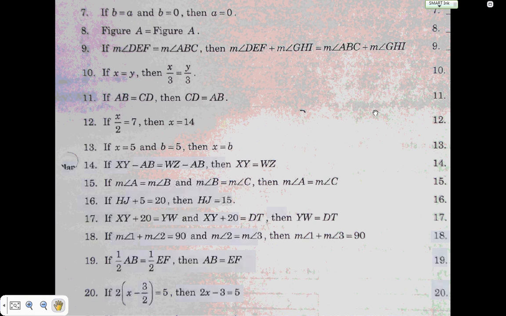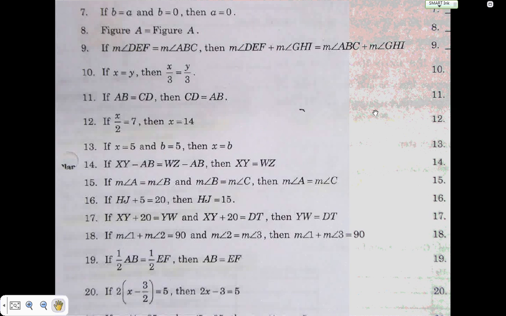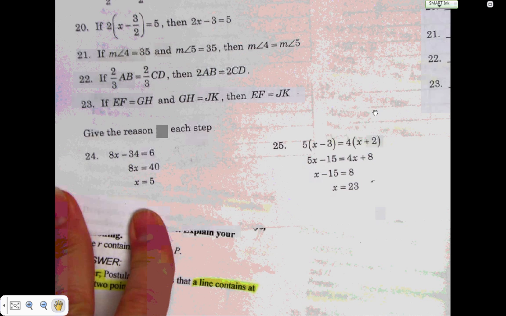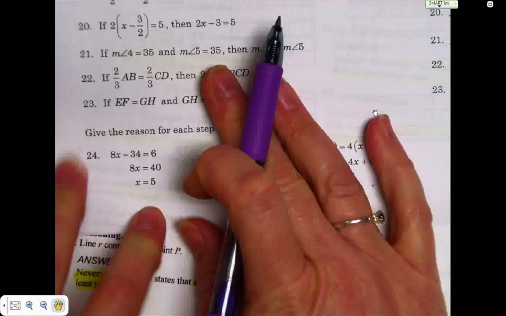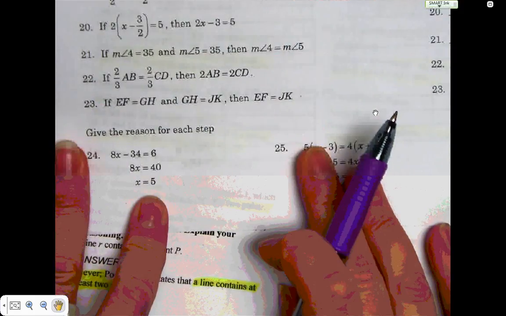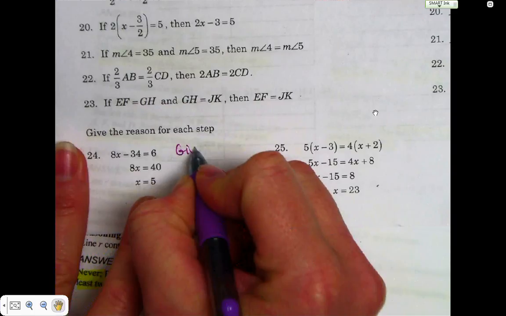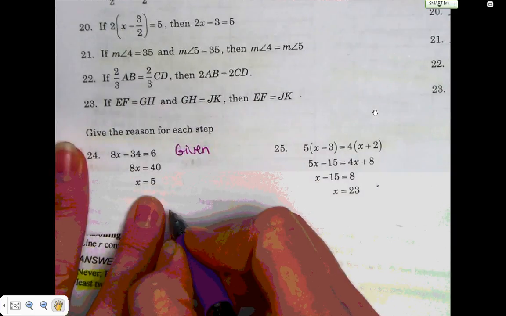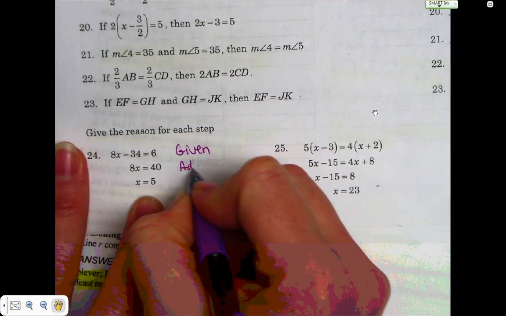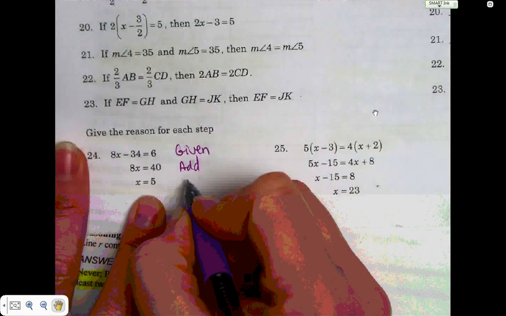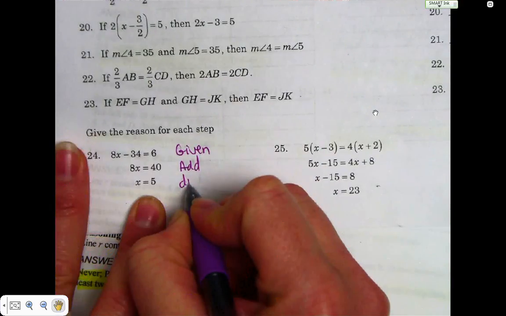Okay, on 1 through 23, these are basically just identify the property like we did in the notes. Then you go down here to the bottom. It says give a reason for each step. Now this one's already been worked out for you. So you're just going to write down, what's the first step always? The first step of your proof is always the given. And then what do they do to get to the next step? They add. There's subtraction there, but you have to do the opposite operation. So you add, and then what do they do? They divide it, right? Okay? So that's all you have to do on those.